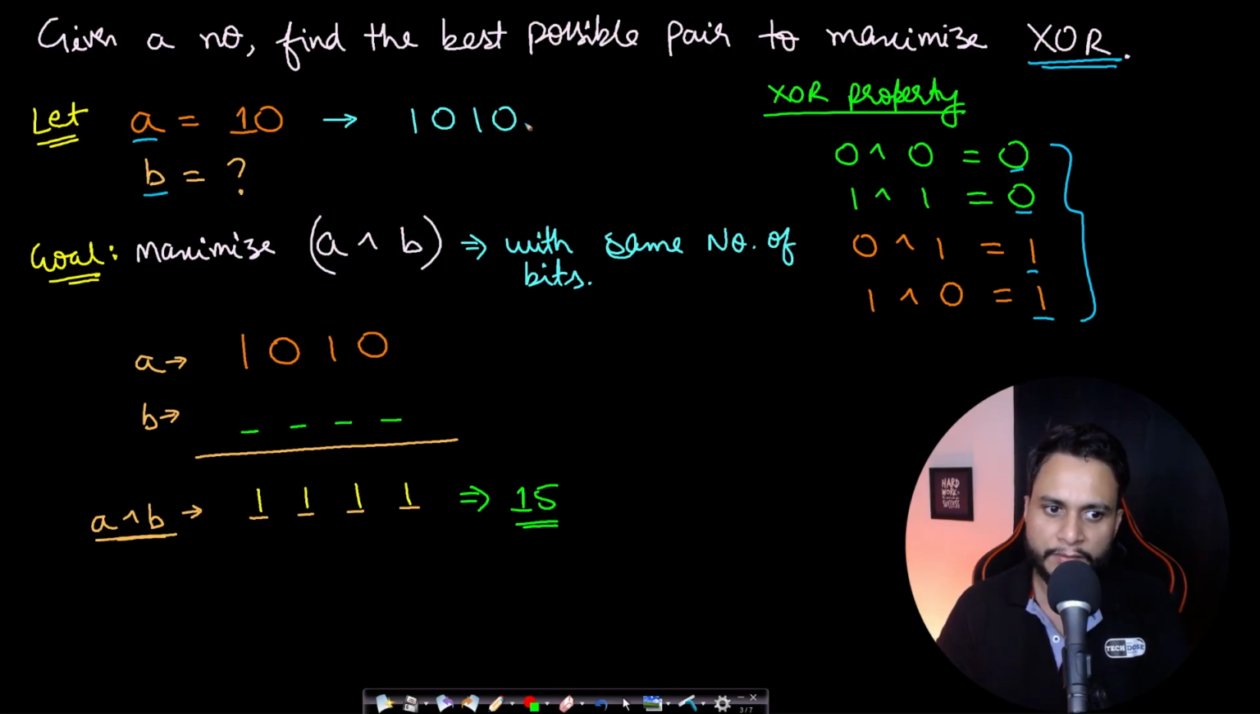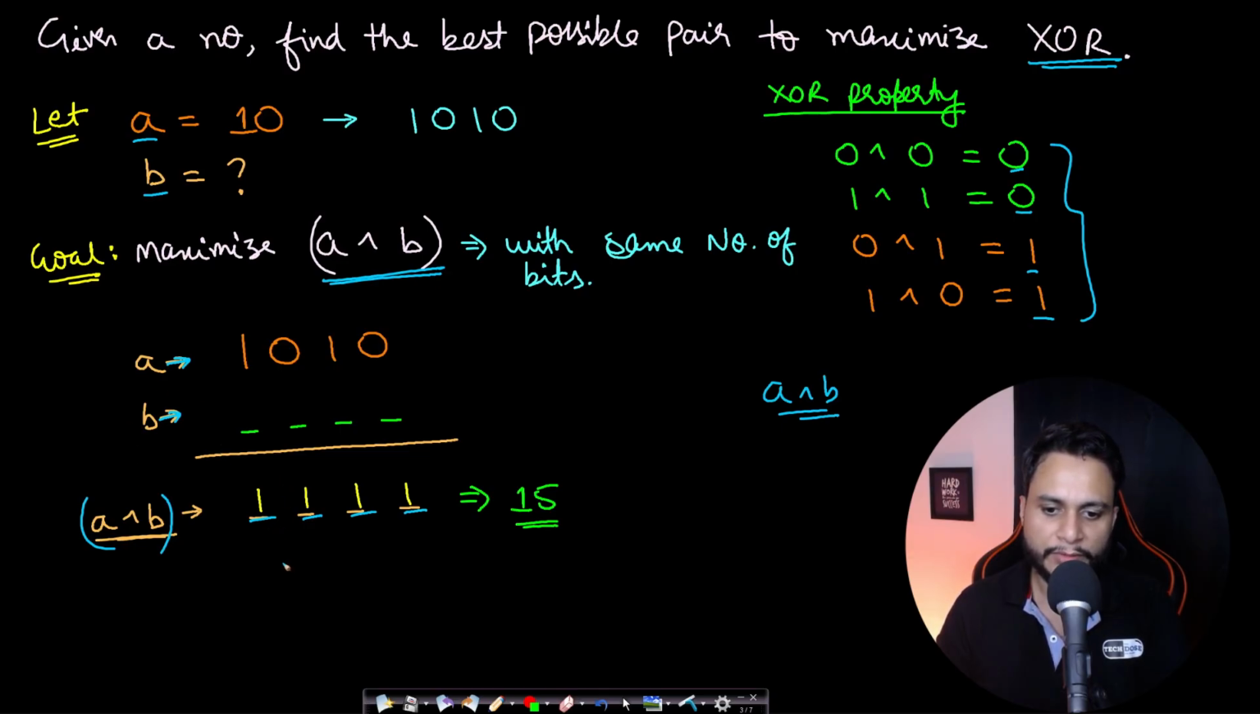Now, if your goal is to maximize the value of a XOR b, then you write the binary representation of a and you write the binary representation of b. But then you want to find b, hence we don't know yet what will be the value of b. Now what will be the maximum value of a XOR b? If you think about it carefully, if all the answer bits are set, then this will be the maximum possible value for a XOR b.